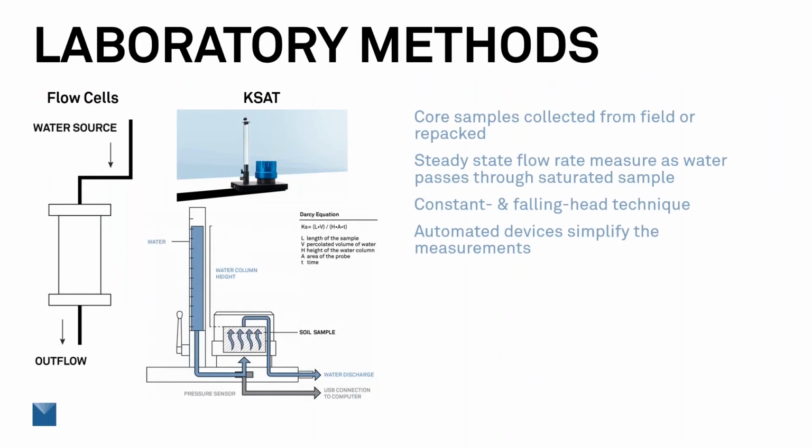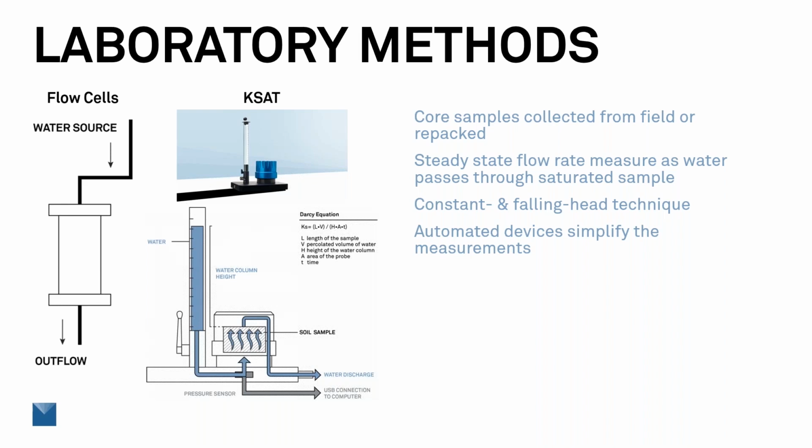So when we're thinking about laboratory methods, almost all laboratory approaches for measuring saturated hydraulic conductivity involve collecting a core sample from the field or repacking a core from the field. Ideally, if you want to represent the true field conditions, or come closest to representing water movement in the soil, you're going to take intact cores, because when repacking a soil in the lab, you don't have the structural components or the macropores that would actually be present in the field. So if you can take intact cores, I strongly recommend doing that if you're going to use a laboratory approach.